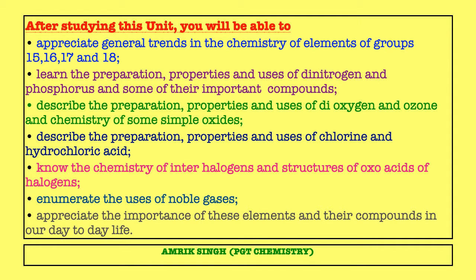Describe the preparation, property and uses of dioxygen, ozone, and chemistry of some of their oxides. Describe the preparation, property and uses of chlorine and hydrochloric acid. Know the chemistry of interhalogens and structures of oxoacids of halogens. Enumerate the uses of noble gases. Appreciate the importance of these elements and their compounds in our daily life.